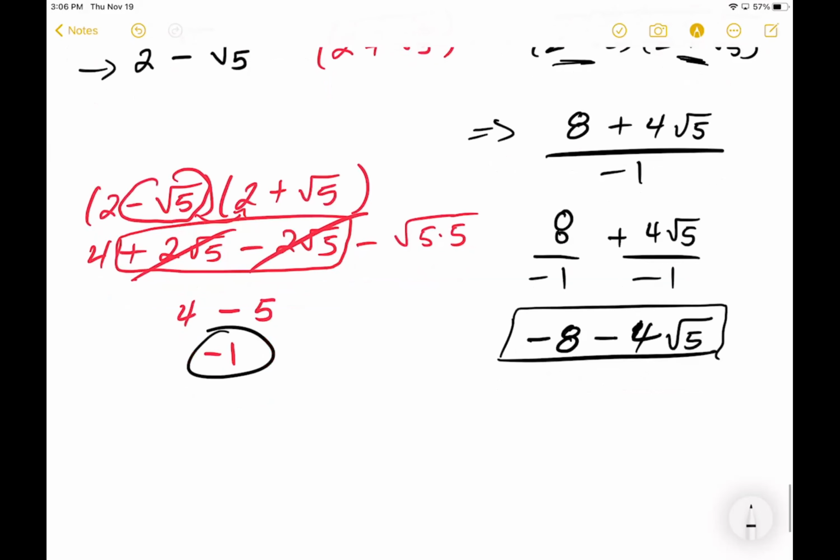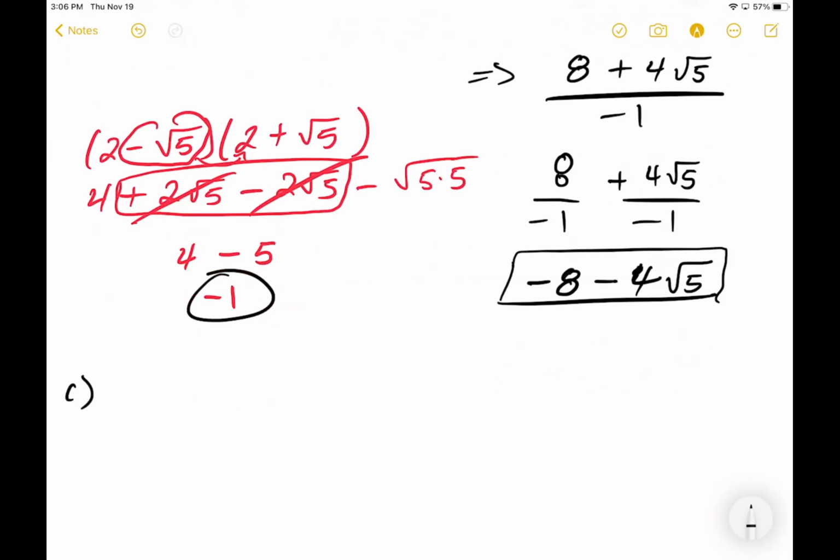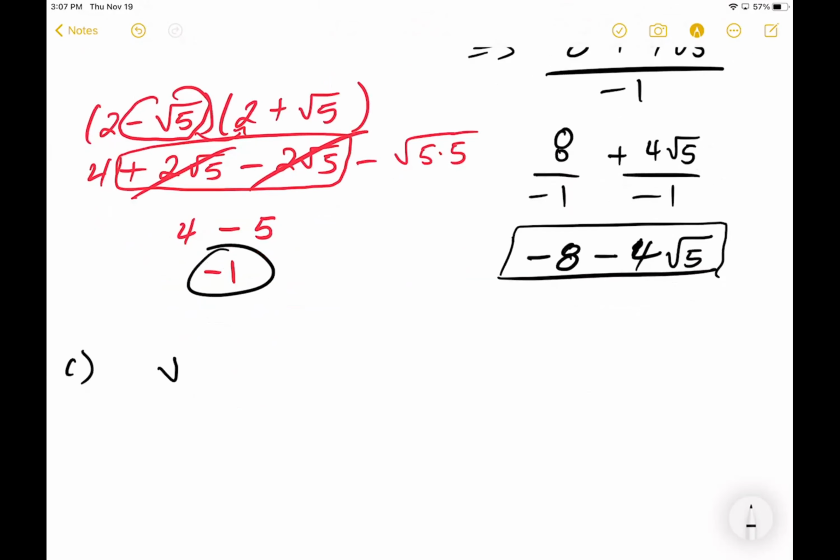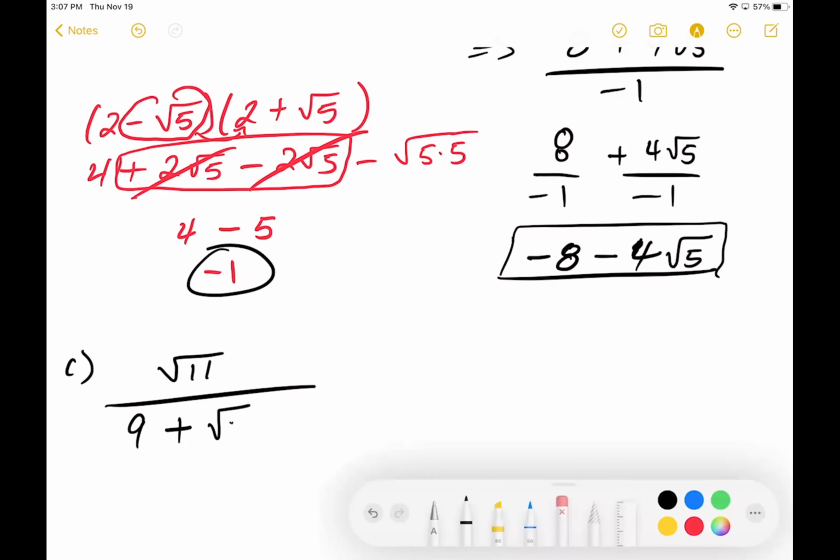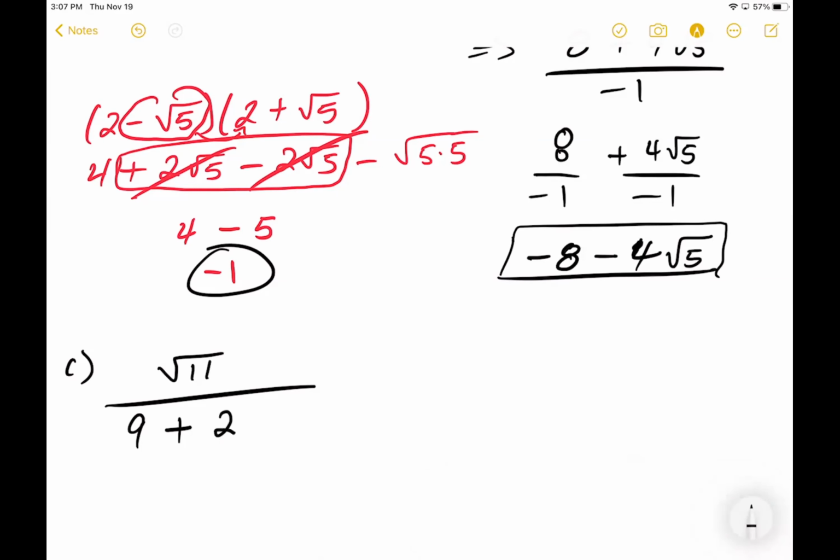Let's try one more and see if you have questions. Let's do a square root of 11 over 9 plus 2 square root of 3. Let's do a little bit different.